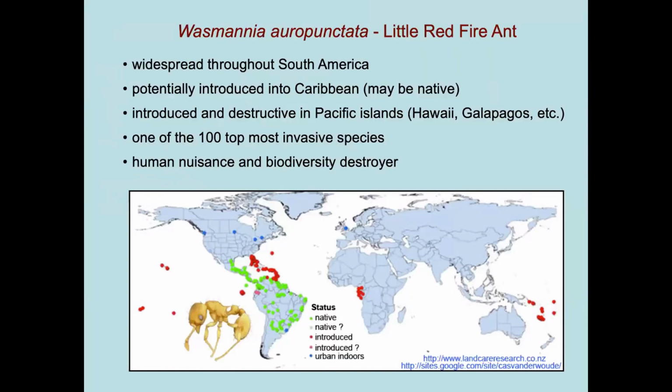We take that and we overlay that with what we know about Wasmannia auropunctata. Basically it's an invasive, one of the top 100 invasive species. It's widespread throughout South America. It's probably been introduced to the Caribbean, although there are questions about where it was there and how long it's been there. It's a human nuisance and it's a biodiversity destroyer.